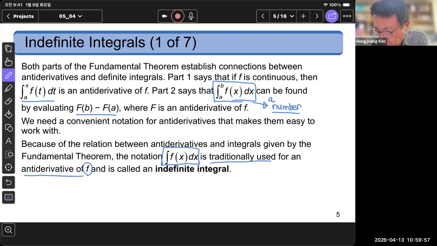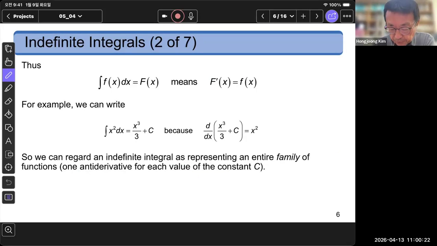We use the most general antiderivative of f. Without these limits, this integration of f of x without a and b, this notation is called an indefinite integral, not a definite integral. So as an example, this notation means this uppercase F is an antiderivative in the most general form.